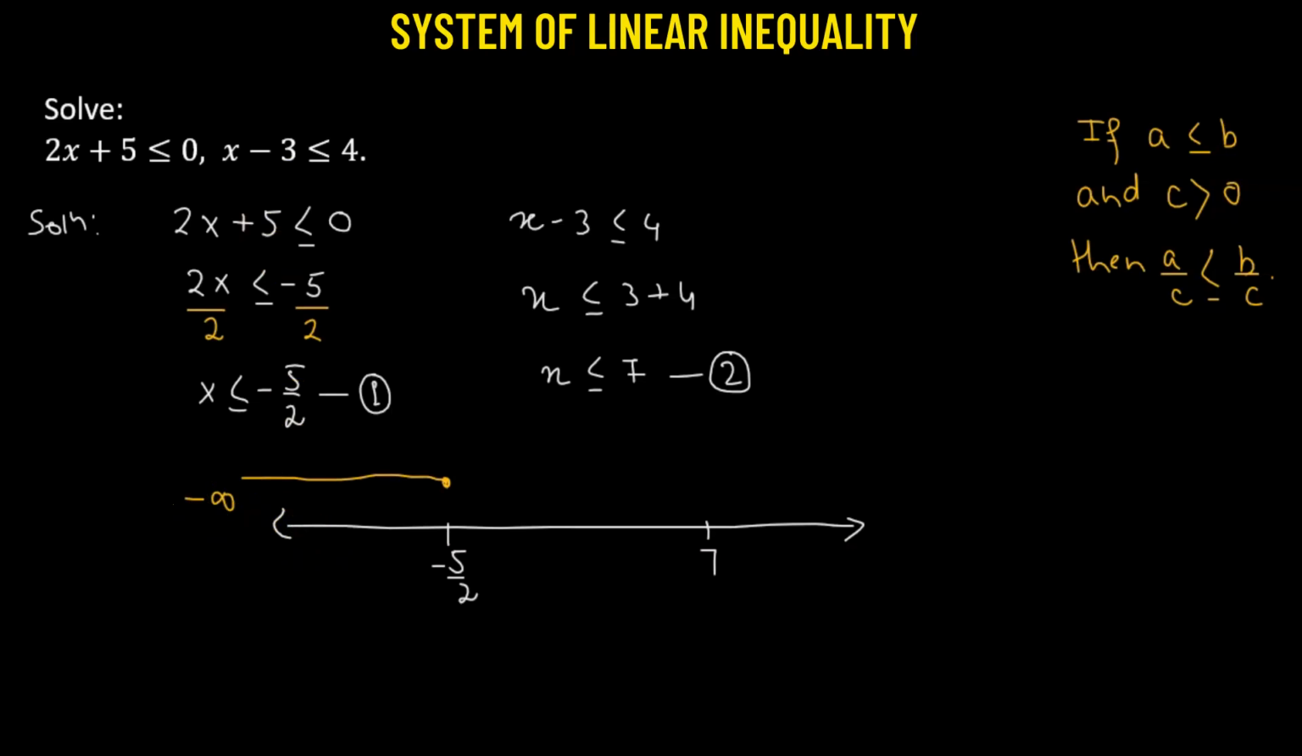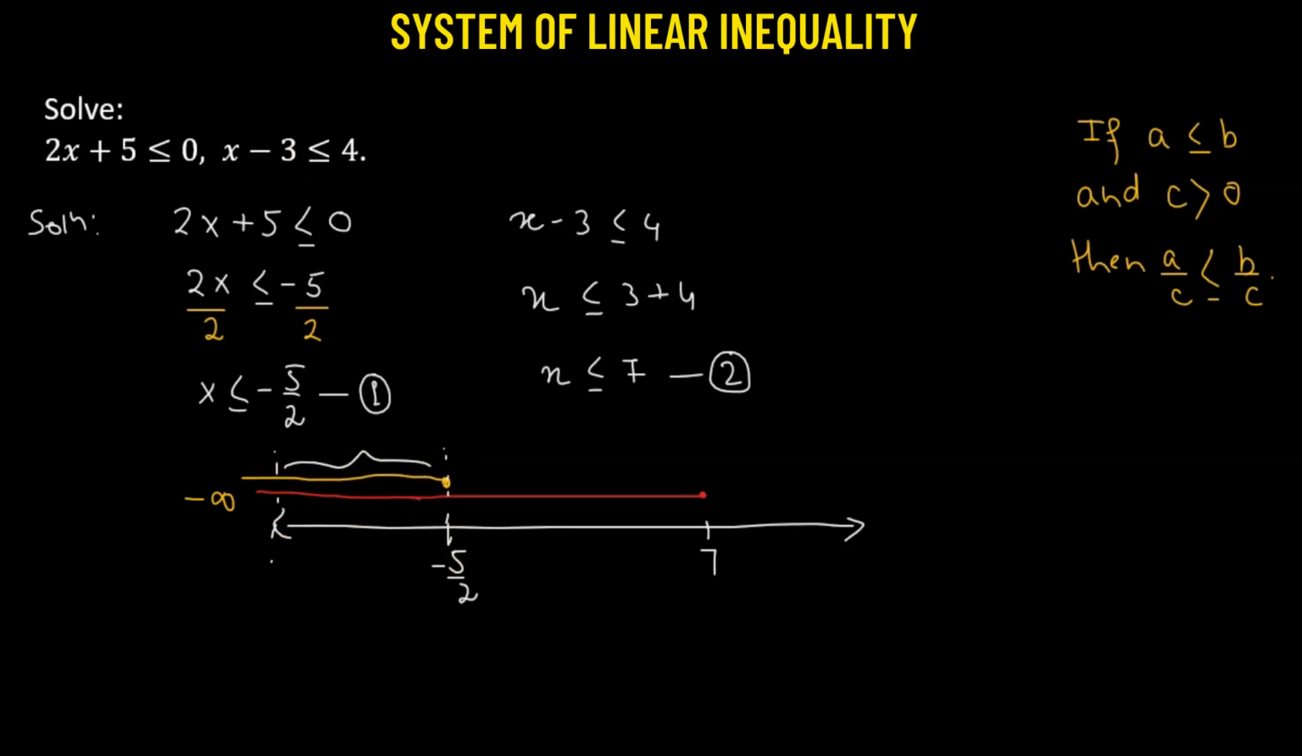Then we will consider all the values of x from number 2, all the values of x which are less than or equal to 7. That means it will start off at x equal to 7 and go all the way to negative infinity. So the solution is going to lie to the left of x equal to 7. Now all we have to do is find a region which is common to both of them. So this is the region which gives us a common value.